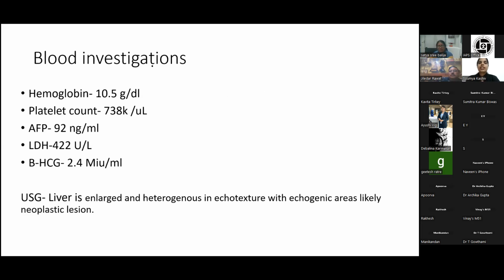We followed the child up with the blood investigations, on which hemoglobin was 10.5. The platelet counts were 738,000. AFP was 92 nanograms per milliliter. LDH was 422 units per liter. And beta HCG was 2.4.